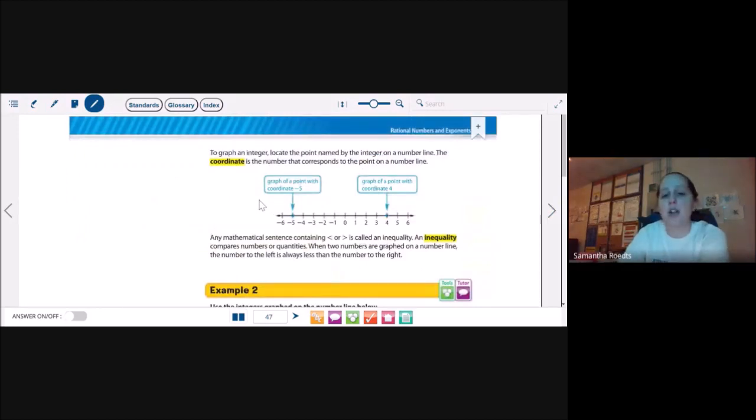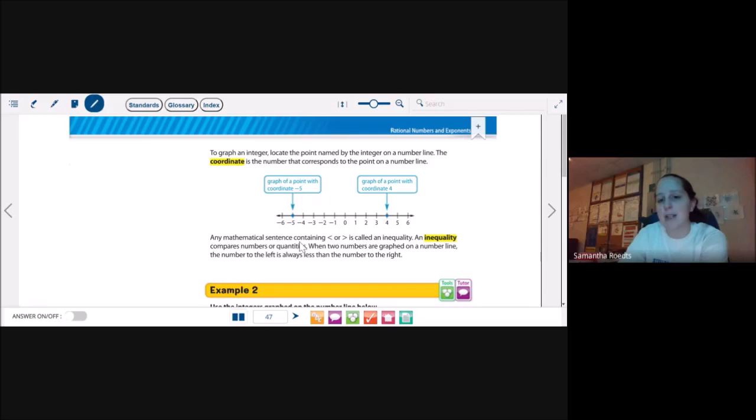To graph an integer, I locate the point named by the integer on a number line. The coordinate is the number that corresponds to the point on a number line. So I graph a point with coordinate -5. Here's -5 on my number line, there's my point. Graph a point with coordinate 4. There's 4, there's my point.